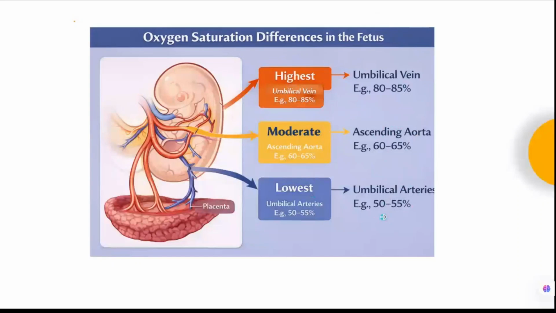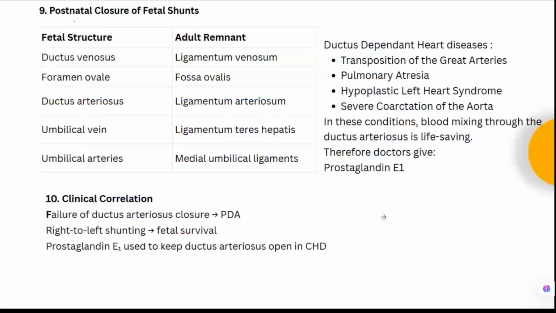Okay, now postnatally, what is happening? These shunts are getting closed. The fetal structure, that is the ductus venosus, will become the ligamentum venosum. These are all SBS. Okay, the fetal structure and their adult remnant.